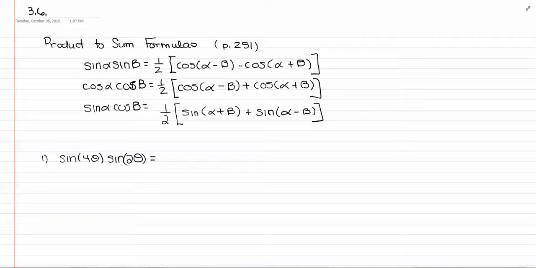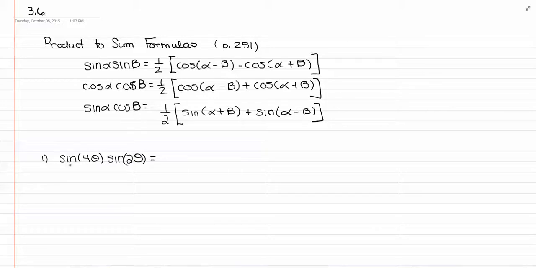One is the product to sum formulas, and these are on page 251 of your textbook or your ebook, and there are three of them. It's basically plugging into the proper formula and then simplifying. There's not a whole lot to this. We don't derive them, we don't prove with them or anything. It's just simply using the formulas here, plugging in.